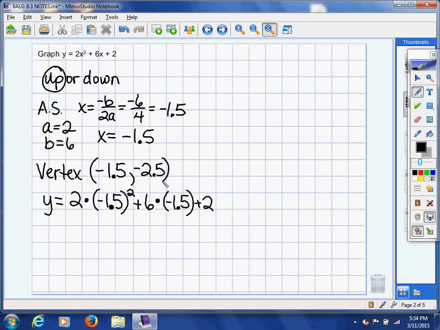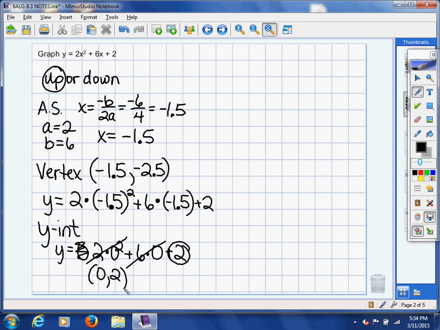Okay, and then our y-intercept, very simply, in order to find your y, you're just going to zero out your x's. So we have 2 times 0 squared plus 6 times 0 plus 2. Remember, anything times 0 is 0. So those are gone, you're left with 2, so your y-intercept is going to occur at (0, 2). Okay, so as you're looking at your numbers, really we need some third quadrant action because we have a negative x and a negative y for our vertex.